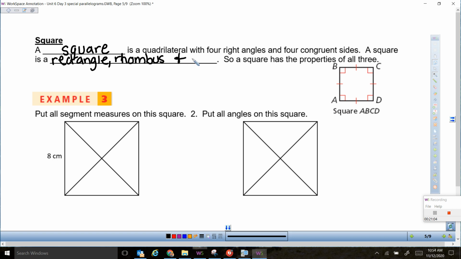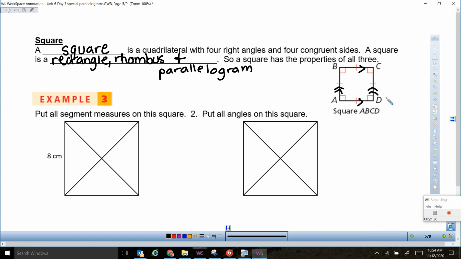And there's one more feature that it falls under. It's also a parallelogram. And it's also a parallelogram because we know that the top and bottom are parallel, and the left side and right side are parallel. So squares have all of those properties. It has the 5 properties from the parallelogram, it has all the properties from the rhombus, and it has all the properties from the rectangle as well.